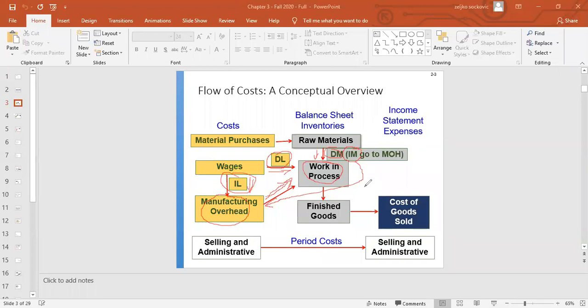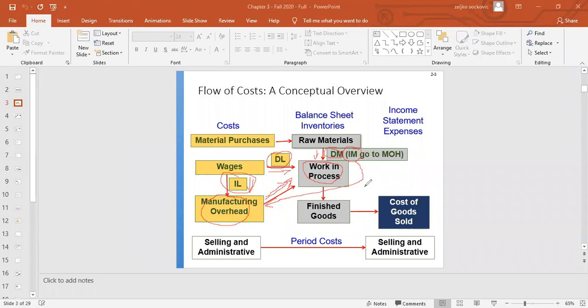Again, you can think of it or imagine it, maybe easier. You can imagine it as this is a factory, right? This is where things happen. This is where workers work and materials are added. And then there's also manufacturing overhead. And all of this is putting it together and producing products.